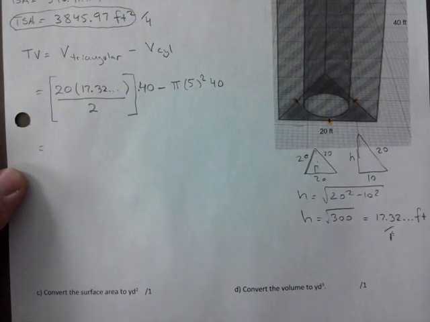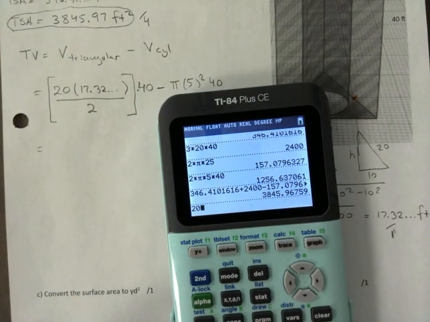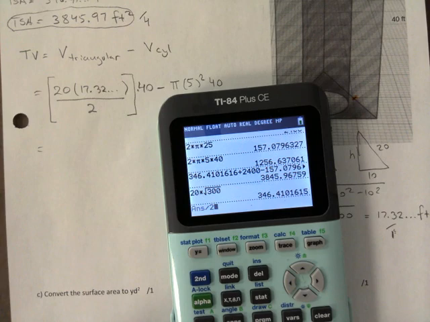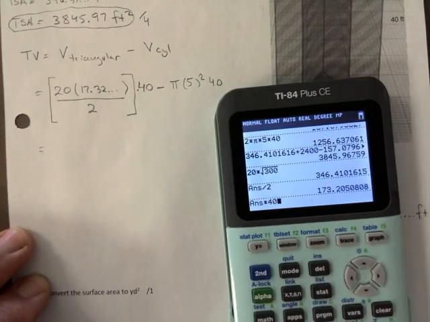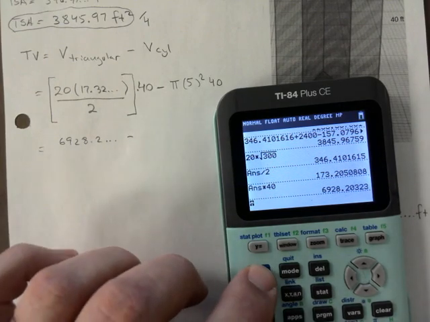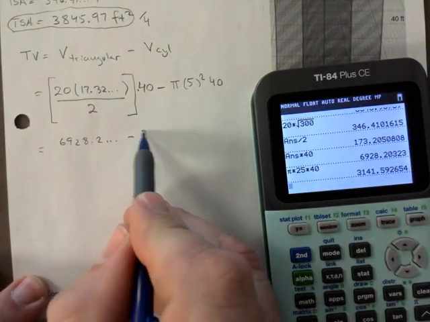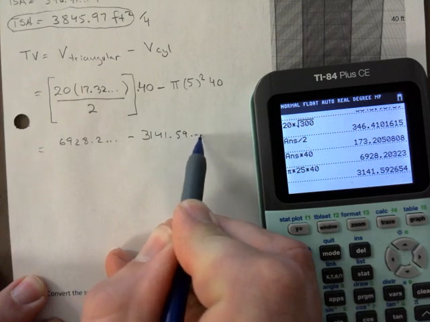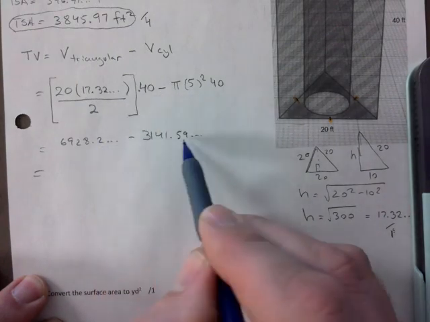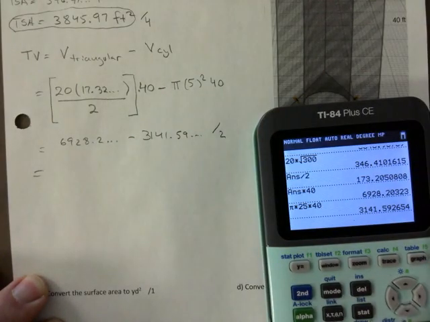I'll show you how to do it. Here we go, 20 times root of 300, divided by 2, times 40, that's 69282 continued, minus pi times 25 times 40, that's 3141.59 and something. So at this point, if I see you doing this and this, you get 2 marks already. And that would be 1 mark for actually coming up with the correct final answer.